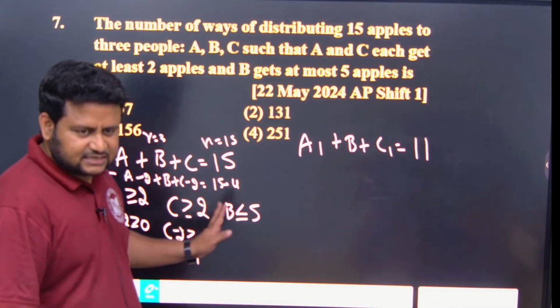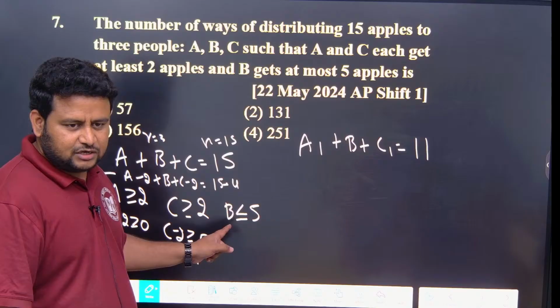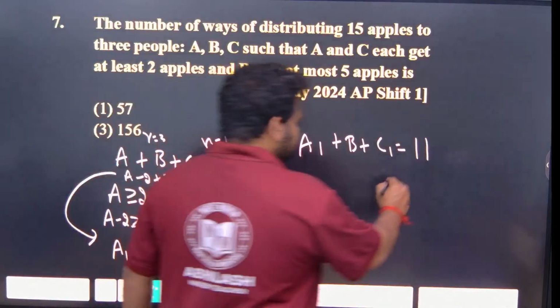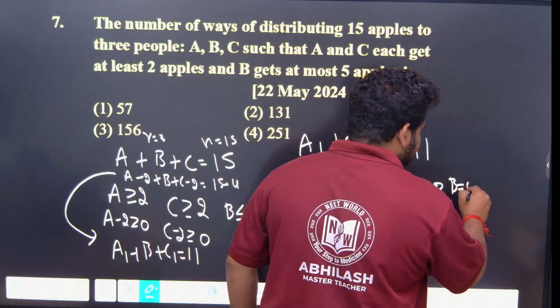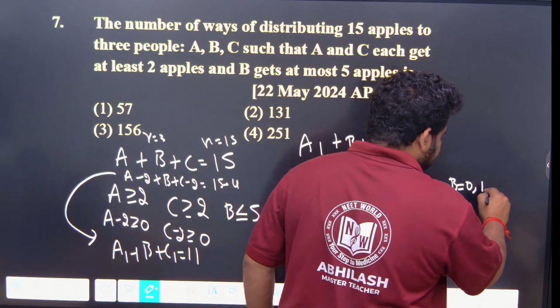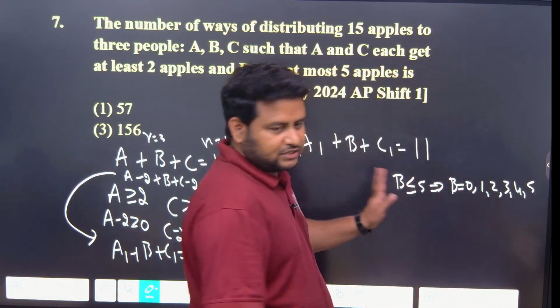Now A and C conditions are satisfied. Now look at B. B should be less than or equal to 5. This implies B can be 0, 1, 2, 3, 4 or 5. It should not be more than that.